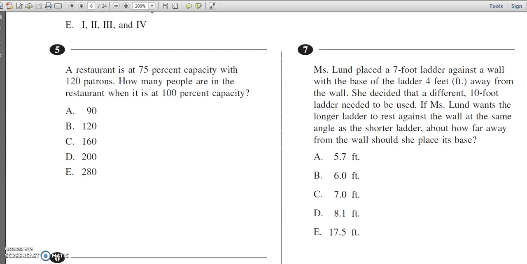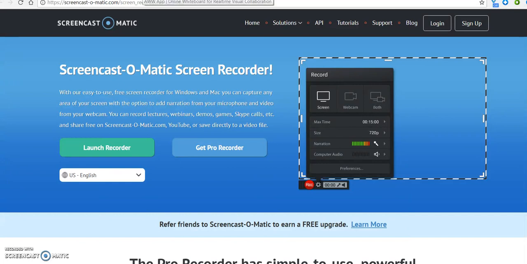The reason I'm doing 5 and 7 together is not just because of the way they're on the screen, but because they use the exact same method to solve the problem. Okay, so I want to show you how these two different problems are using the exact same method. First thing I want to do is go to my whiteboard so that you can see what I have set up here.